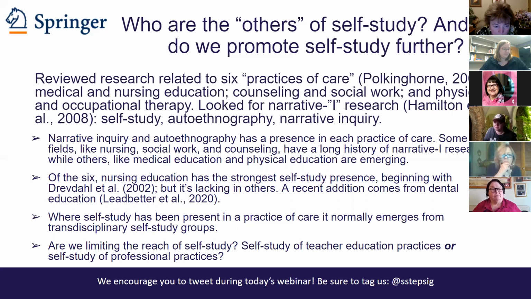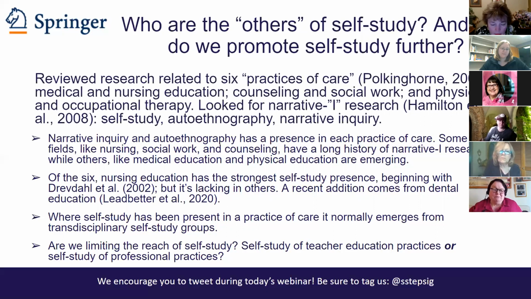And so we have 3 subsections, one for each of those. And we also used Marilyn Hamilton's work from 2008 that looked at narrative eye research and the intersections and differences among self-study, autoethnography, and narrative inquiry. Because as we started looking for the presence of self-study in those 6 fields, we found a pretty glaring absence in almost all of them.